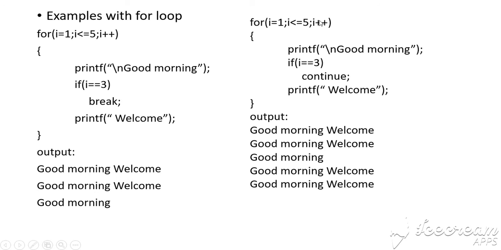And again, I gets incremented to 5. So again the condition is true. So good morning and welcome will be printed. And when the value of I becomes 6, only then will the loop be exited.